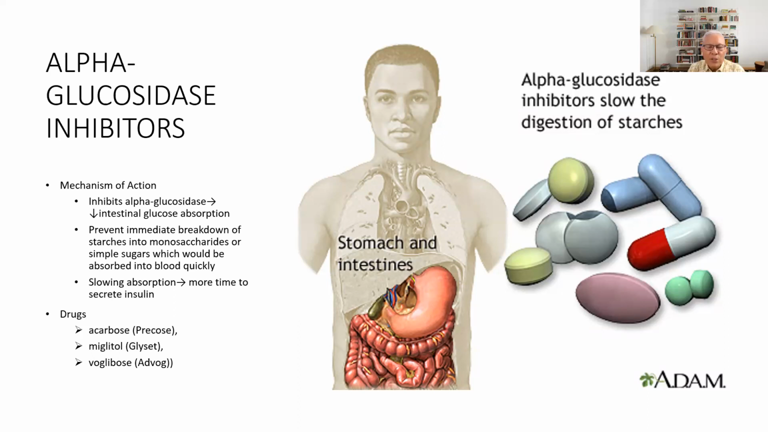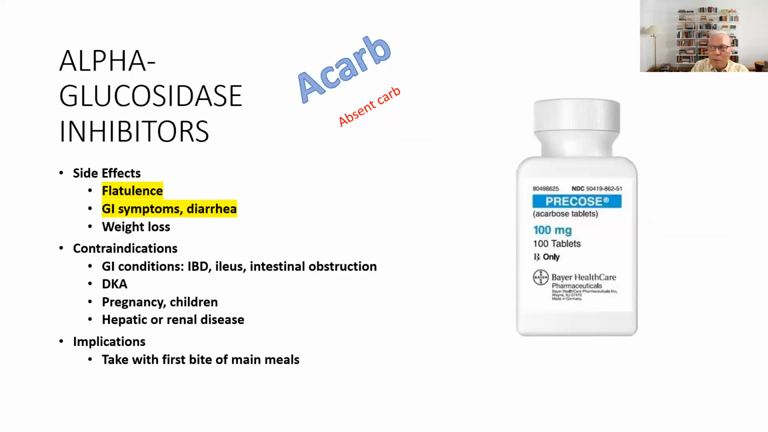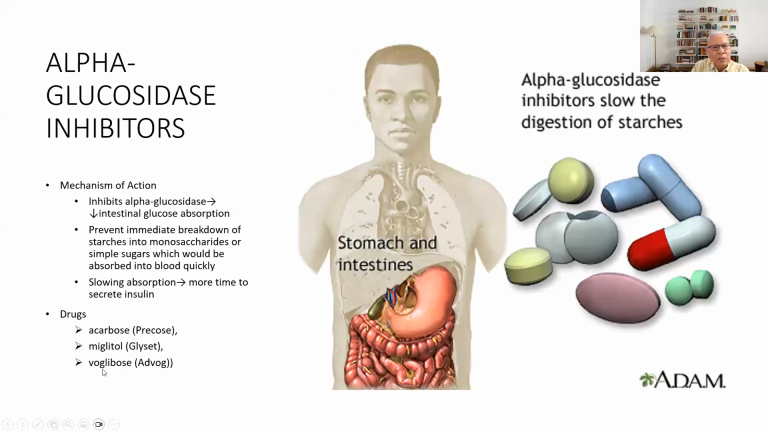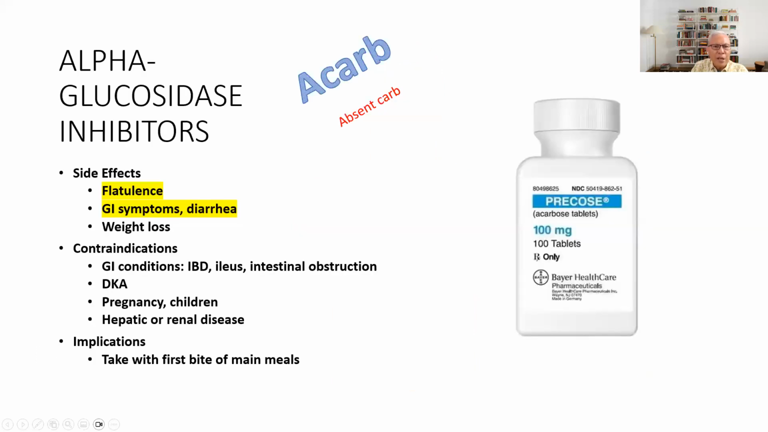And these medications are medications that begin with acarb, meaning the absence of carbohydrates. As you could see, acarbose is going to be the most common one that we use here in the United States, and miglitol is the other one. Voglibose is not used that much, but Glyset and Precose, or miglitol and acarbose, are the most common ones used here in the United States.